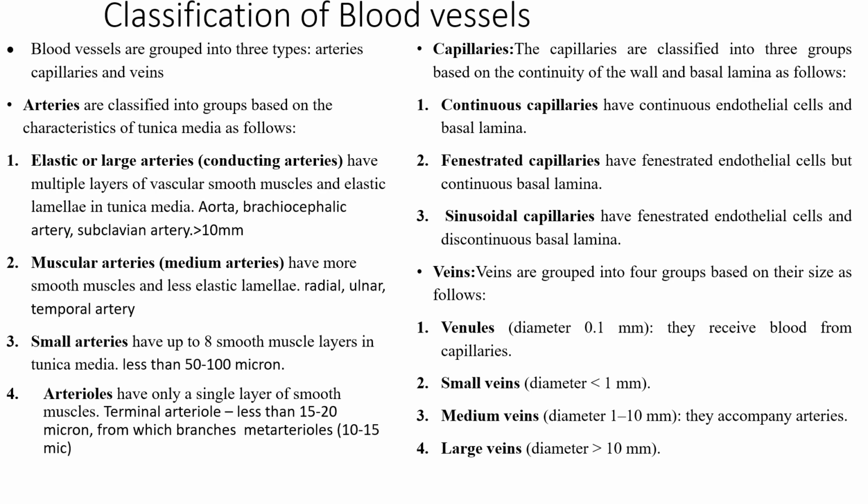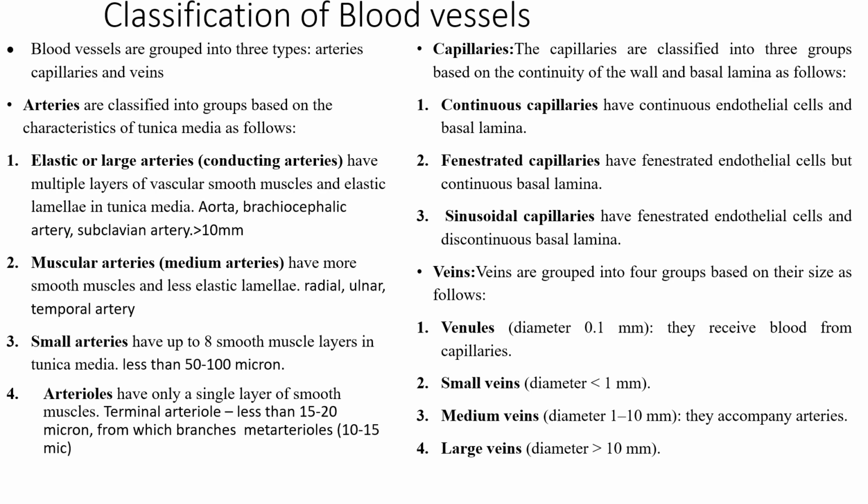Now the arteries are further classified based on the characteristics of tunica media as large arteries or elastic arteries, muscular arteries or medium-sized arteries, small arteries and arterioles. So the elastic arteries are large arteries mostly arising from the heart like aorta, and these are also known as conducting arteries as they conduct blood to the muscular arteries, and they have multiple layers of smooth muscles and elastic lamellae in the tunica media. So in the tunica media of elastic artery, more amount of elastic fibers are seen. And the examples are aorta, brachiocephalic artery and subclavian artery.